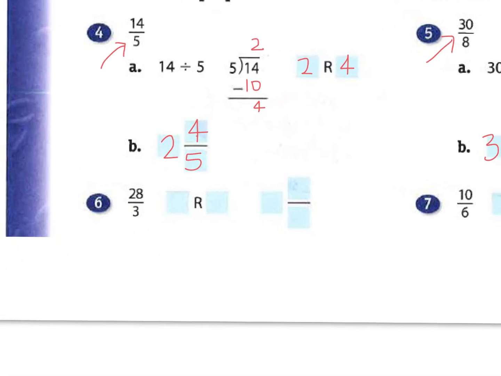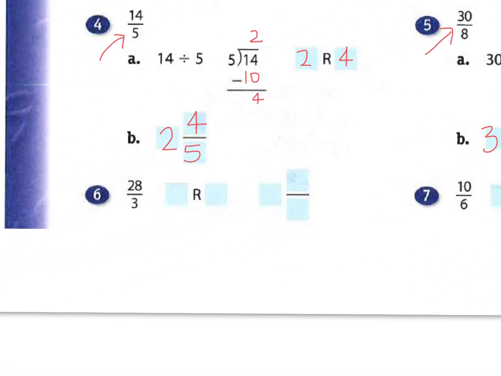All right, let's go down here. 28 thirds. We would do 28 divided by 3. How many times does 3 go into 28? Well, if you know your multiples, we can think quick. Oh, 3 times 10 is too much because that's 30, but 9 times 3 is 27, and we have a remainder of 1. So it would be 9, remainder 1.